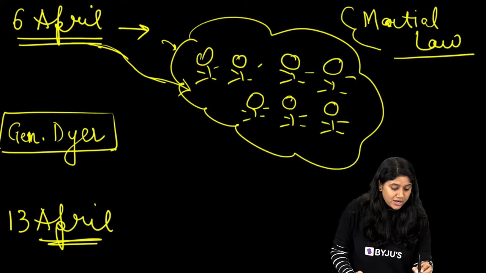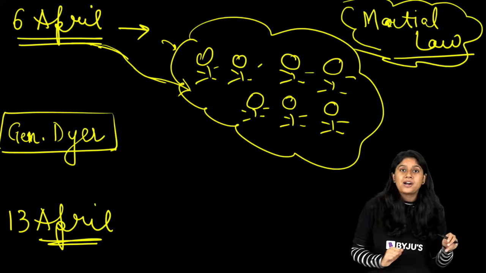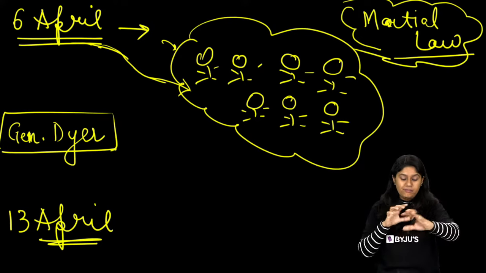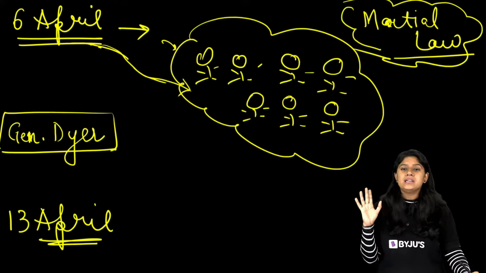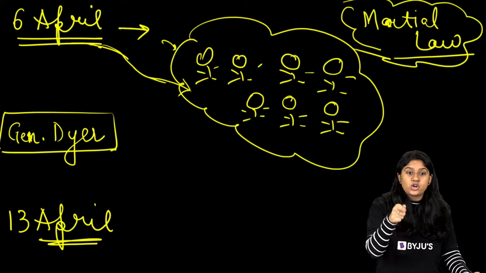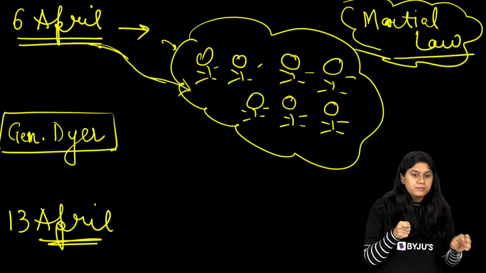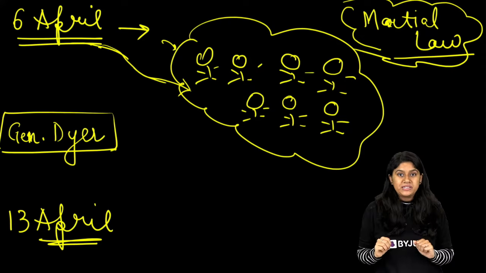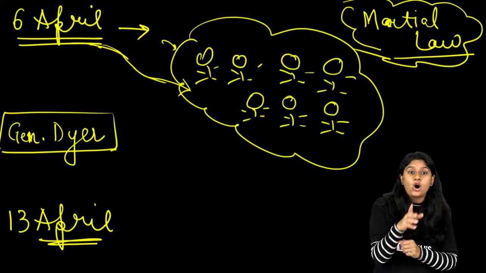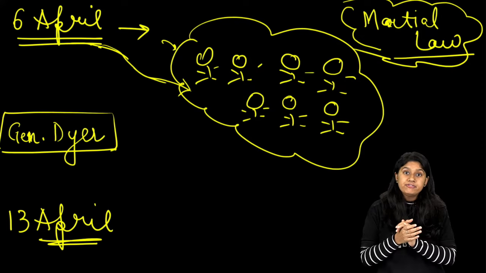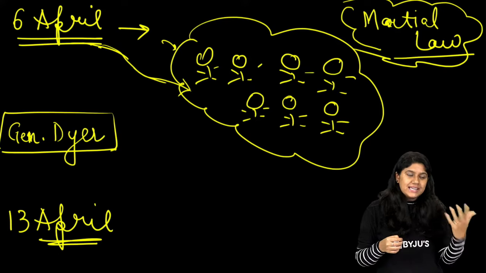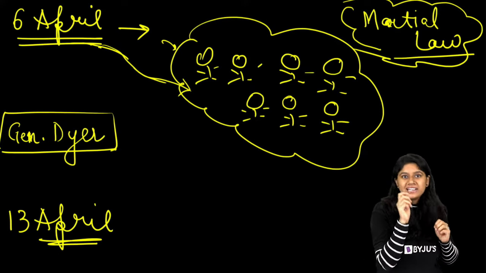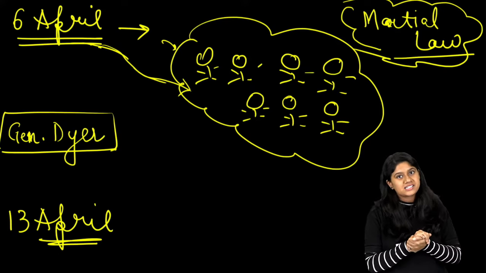Now, according to the martial law, if the place is under the control of the army, the army will be taking charge of it, right? And meeting people is prohibited. No four people can come together and talk. If people are doing any sort of freedom fighting activities, they'll also be taken and arrested.